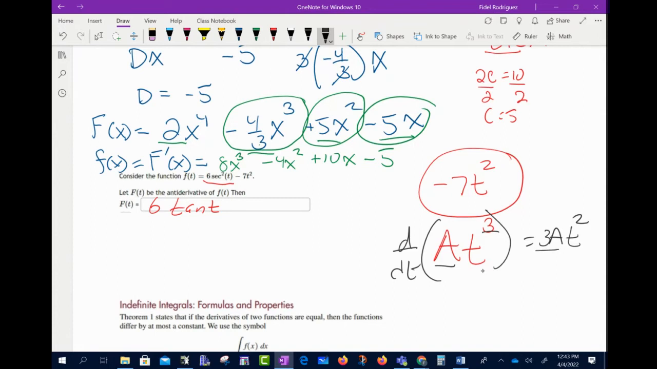So now look, I want to show you something. I'm going to set this part here equal to that number. So if 3a equals negative 7, do y'all agree that a would have to be negative 7/3? So then right here, y'all, I'm going to have a negative 7/3 t to the third.